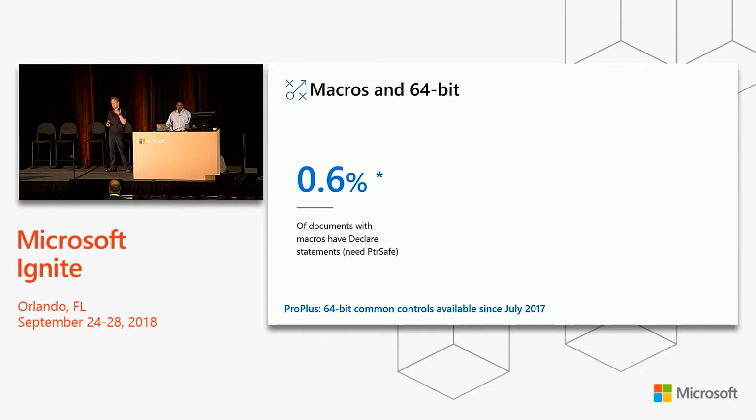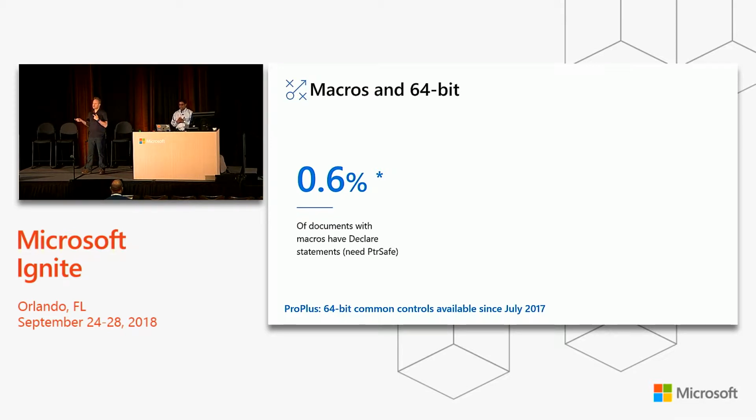64-bit is a separate issue on top of that. Now, this isn't unique to ProPlus. This would have been the same if you were going to 64-bit in 2010 or 2013 or 2016. What our telemetry shows is that about 0.6% of files are using external APIs, so they're calling Windows functions or functions in other DLLs. And if you're using that, you have to change your code. You have to make those declare statements pointer safe, and you may have to change some of the parameter types in that.